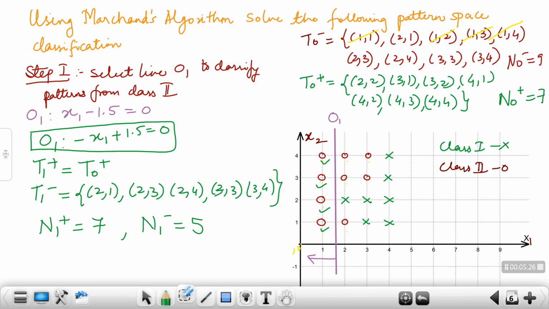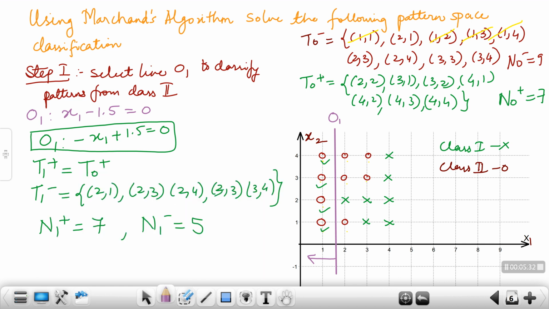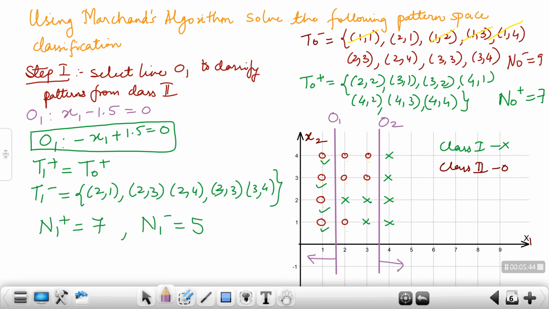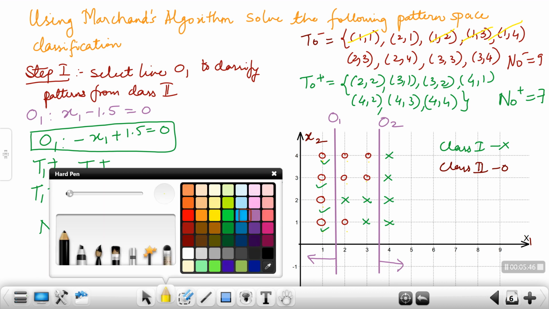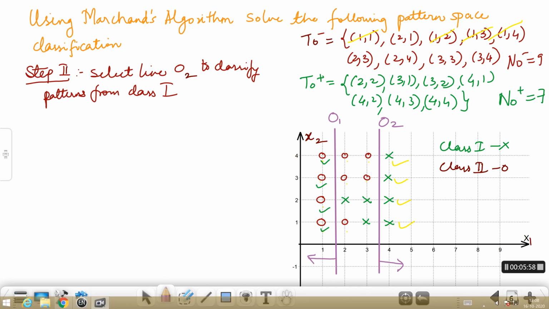In step 2, I shall select a line somewhere here such that the patterns from class 1 will be classified, in this particular direction. This line I name as O2. So which patterns will get classified here? These patterns from class 1 will get classified. What is the equation for this particular line? In step 2, we select a line O2 to classify the patterns from class 1.